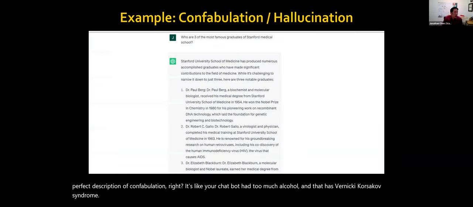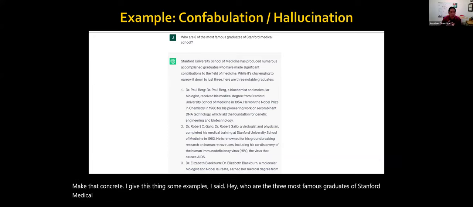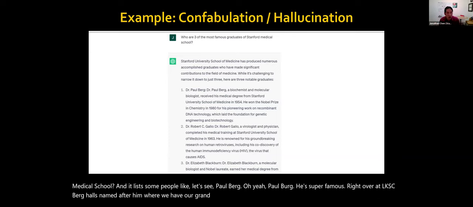To make that concrete, I gave this thing some examples. I asked it, hey, who are the three most famous graduates of Stanford Medical School? And it lists some people like, let's see, Paul Berg. Oh yeah, Paul Berg, he's super famous. Right over at LKSC, Berg Hall is named after him, where we have our grand rounds. Because he got a Nobel Prize in recombinant DNA.